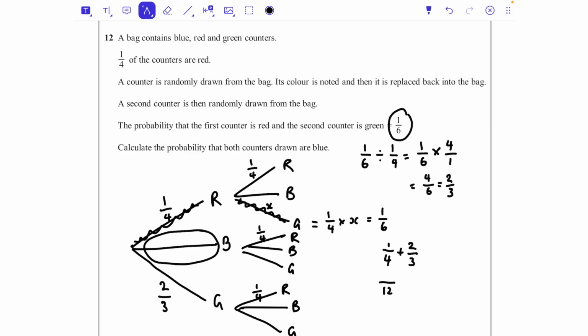making the denominators the same because that's what we have to do when we're adding. So that's going to be 3, add 8, so 11/12, which means that the probability of blue must be 1 over 12. It would be the rest. If the probability of red and green is 11 out of 12, then the probability of blue must be 1 over 12. And we're putting that counter back in and we're picking it again.